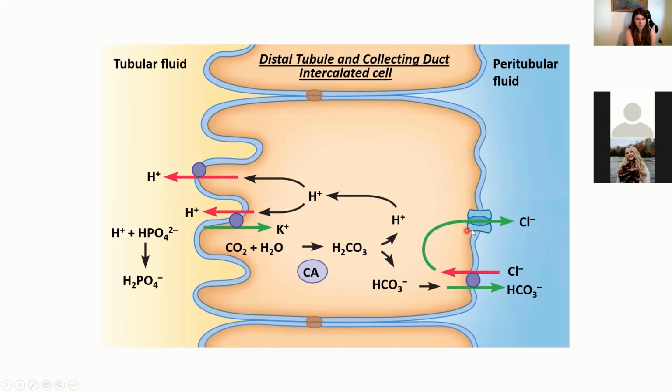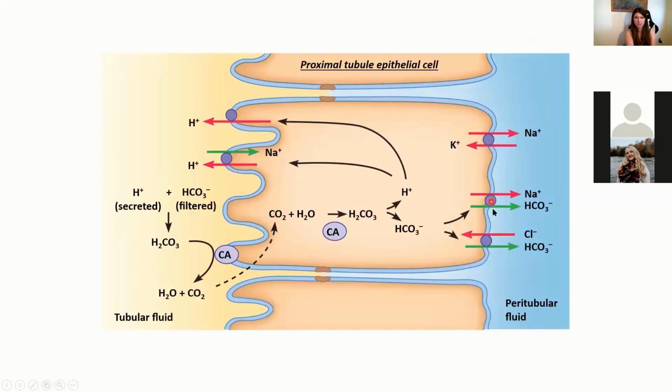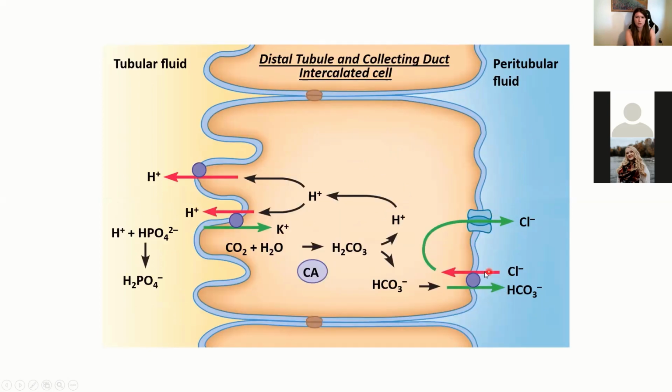What we don't see in these intercalated cells in the distal tubule, flipping back, are our sodium bicarbonate co-transporters. So those are only present in the proximal tubule, not present in the distal tubule. We just have our chloride and bicarbonate countertransporter.